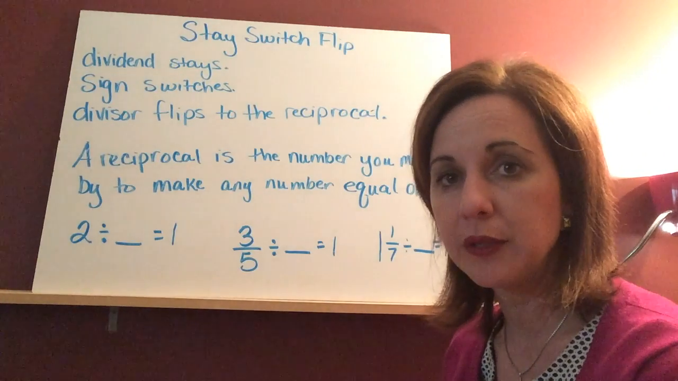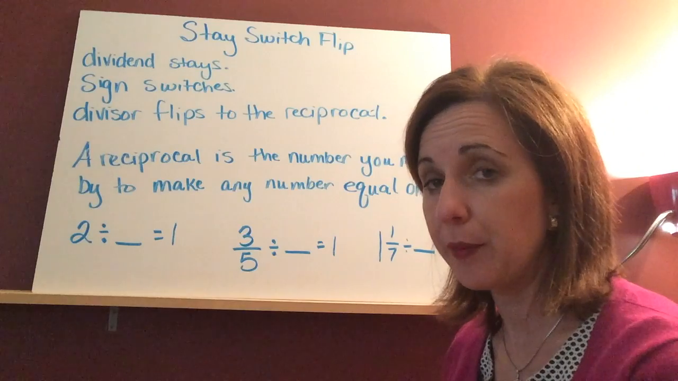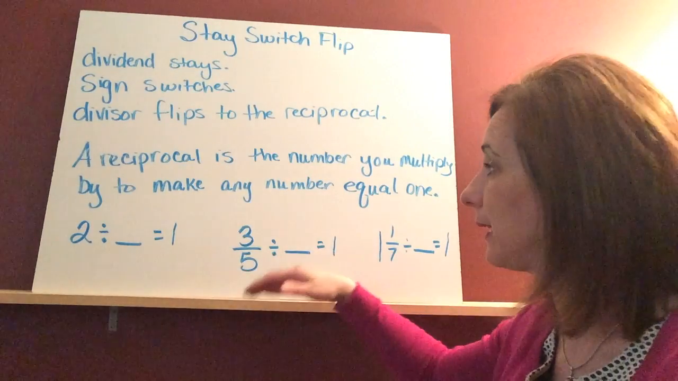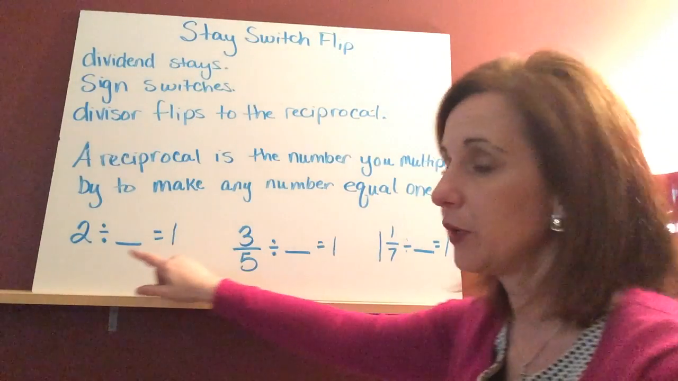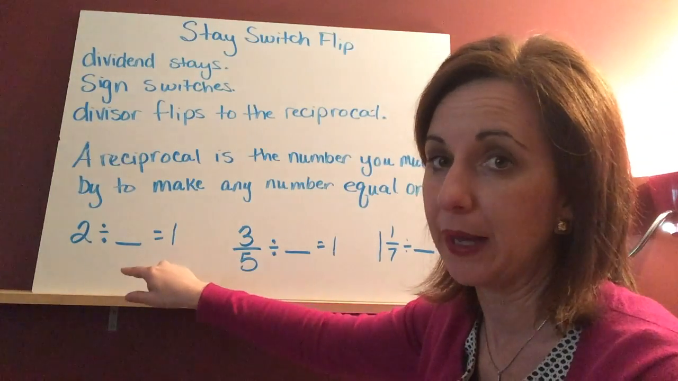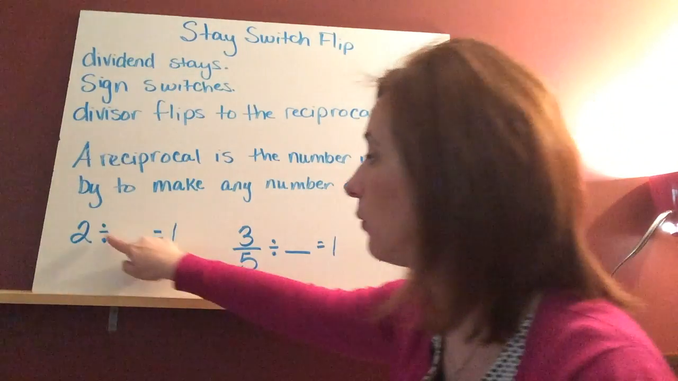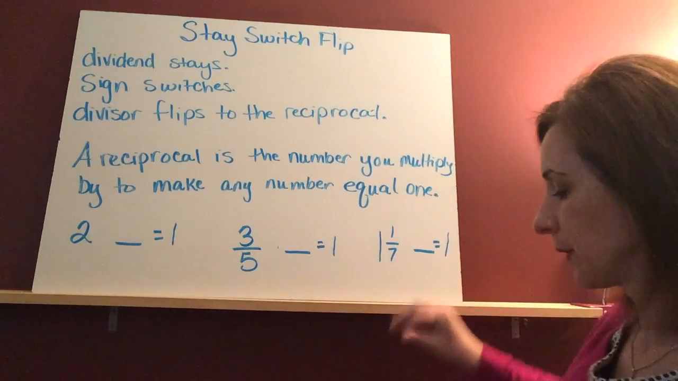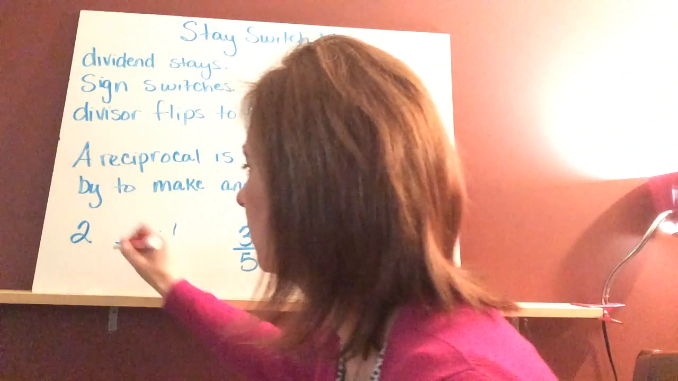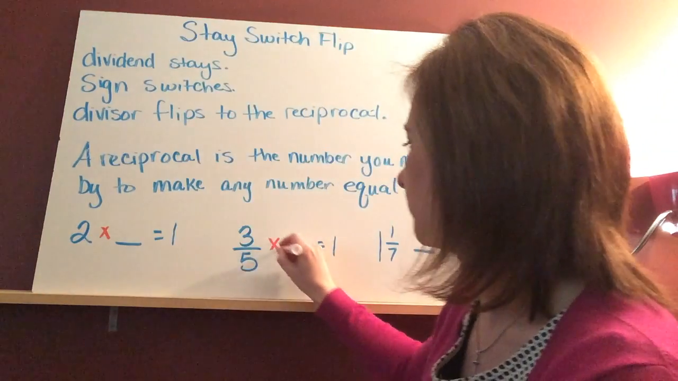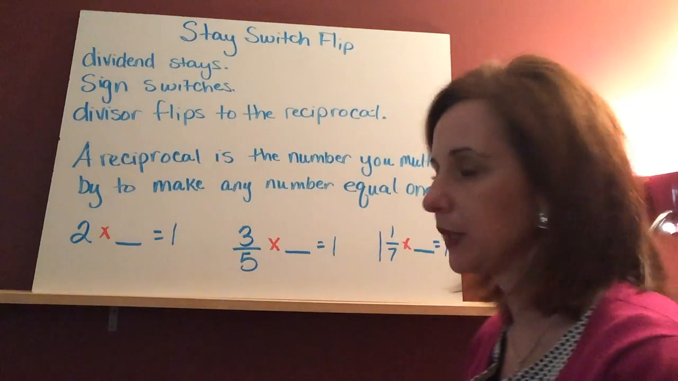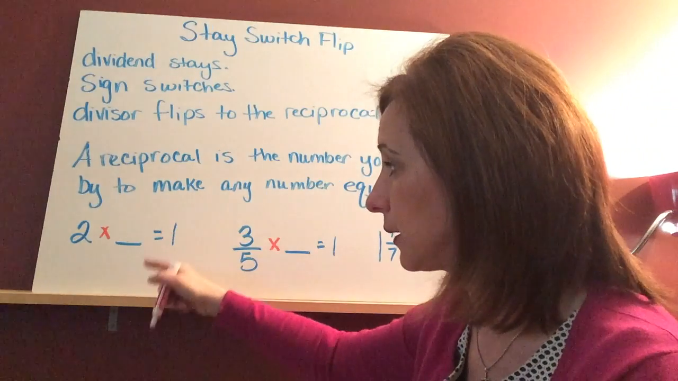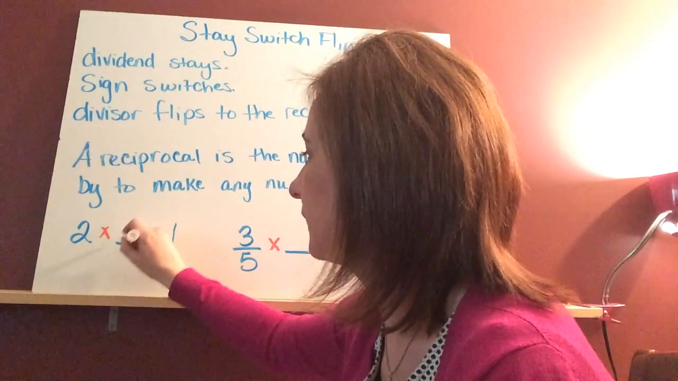Well, that is a fraction that's going to actually flip. And a reciprocal is defined as the number you multiply by to make any number equal 1. So what do I have to multiply by to equal 1? And I made these division, and they should be multiplication. So let's do that, because that is your reciprocal. And if you'll remember, multiplication means groups of. So this says 2 groups of something equals 1. And that is 1/2.